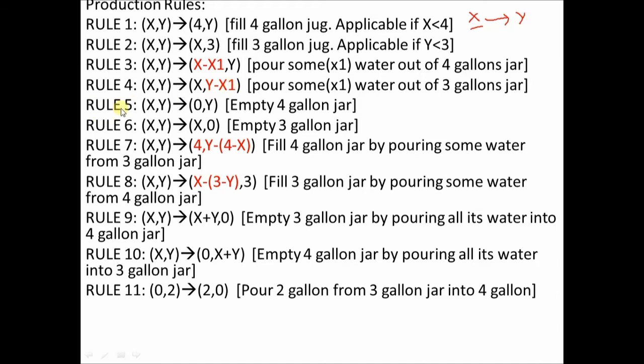Correct? Now rule 5 is applicable when you want to empty the entire content of the 4-gallon jar. Whatever the value of x here, you are reducing it to 0, whereas the 3-gallon jar's content is ignored, so it remains the same. Similarly, emptying the 3-gallon jar means y, which could represent some amount of water in the 3-gallon jar, is reduced to 0. That means the 3-gallon jar is emptied completely.